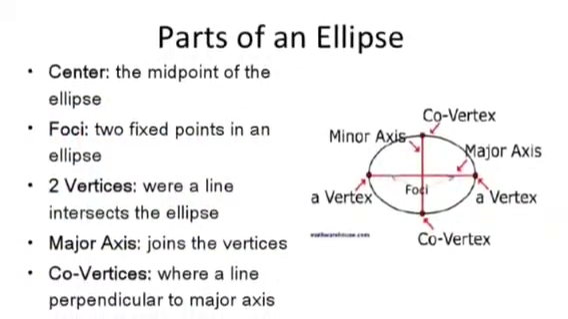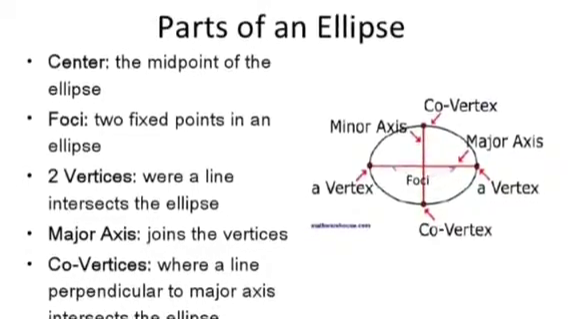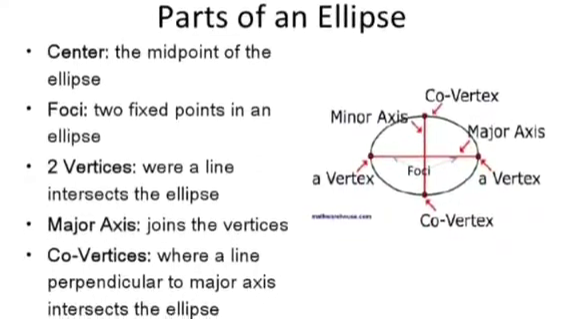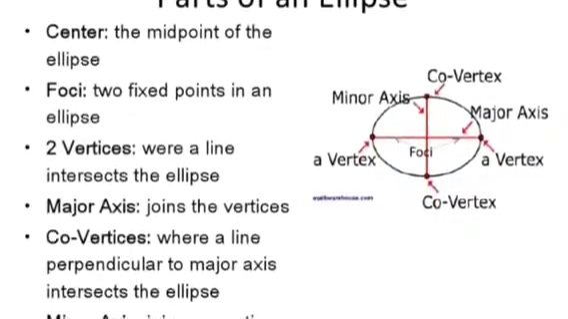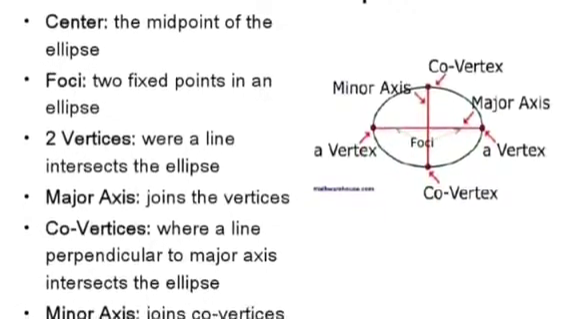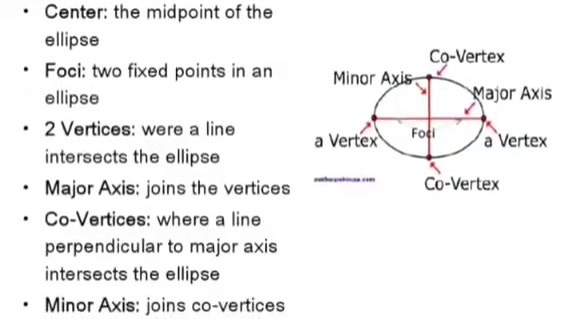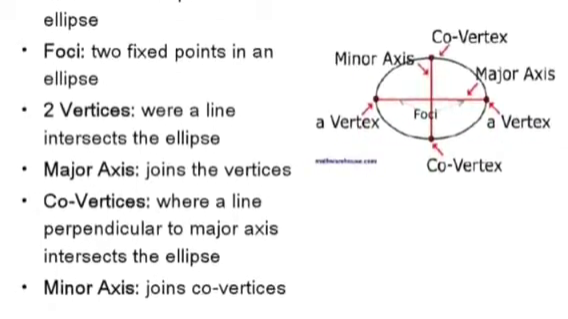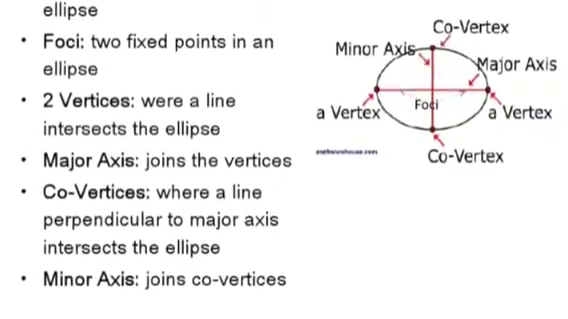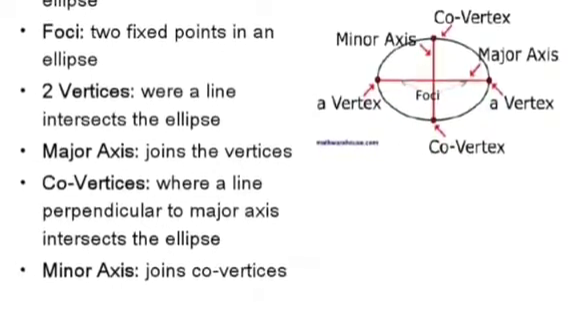An ellipse is made up of 6 parts: the center, 2 foci, 2 vertices joined together by a major axis, 2 covertices joined together by a minor axis. It is important to know and understand the functions and locations of each of these terms before graphing an ellipse.